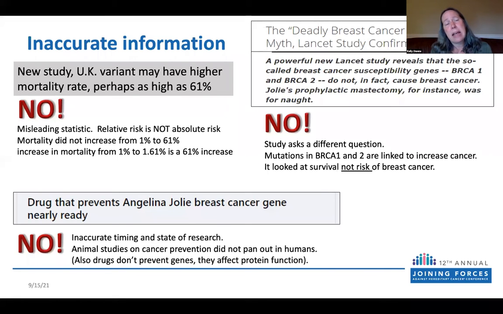And lastly, the headline, "Drug that prevents Angelina Jolie breast cancer gene," is showing inaccurate timing and is not really reflecting the state of the research. So these were animal studies on a cancer prevention study that it turns out didn't pan out in humans. They weren't nearly ready. Also, I'll point out that drugs don't prevent genes, drugs affect protein function. And there's not a gene named the Angelina Jolie breast cancer gene. They're referring to one of the BRCA genes. So wrong on a number of fronts.